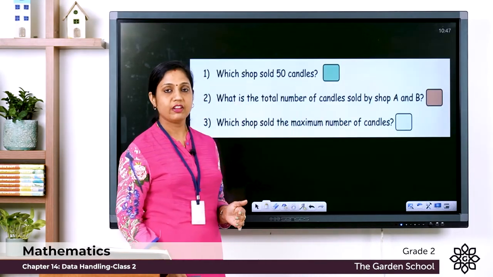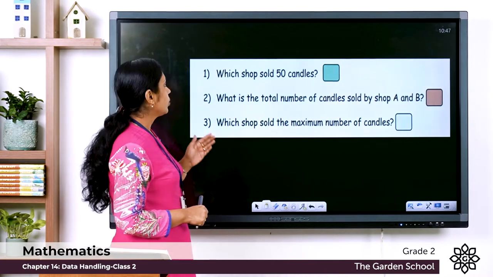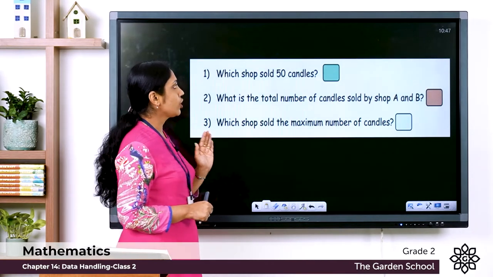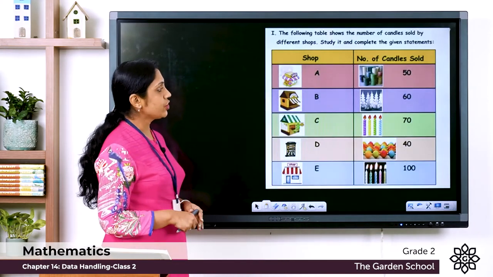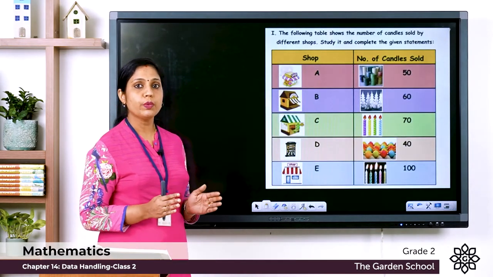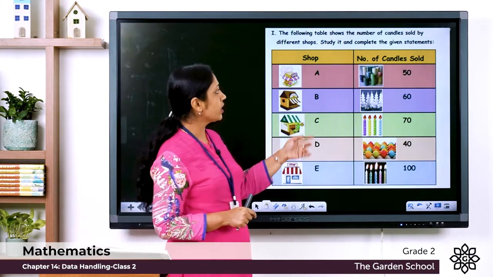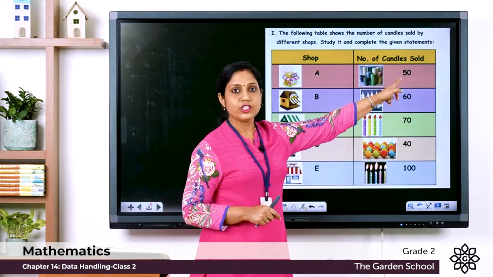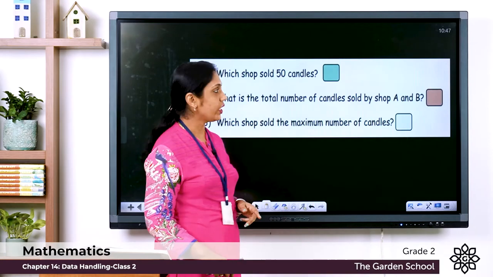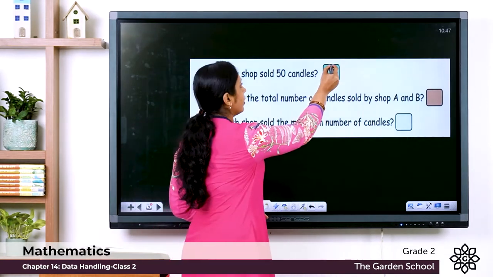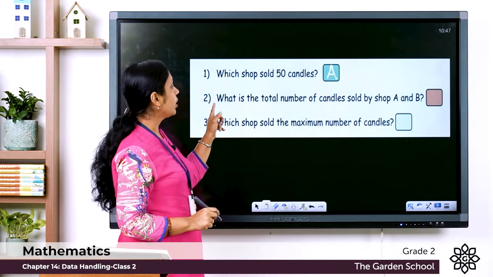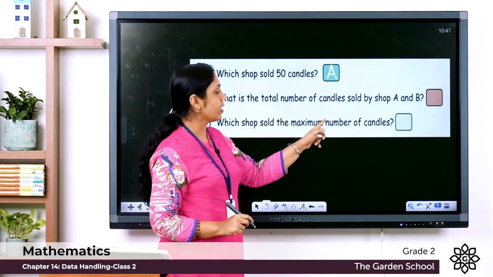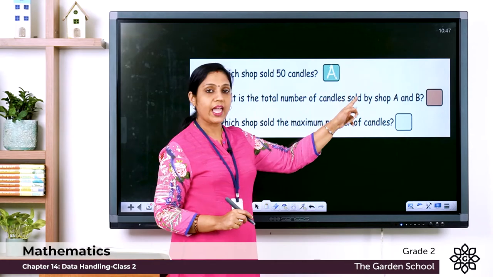Now some questions are given. We have to answer them. So look at the first question. Which shop sold 50 candles? By looking at this table, we have to find out which shop sold 50 candles. So it is shop A which sold 50 candles. So we can write here it is A. Now the second one, what is the total number of candles sold by shop A and B?